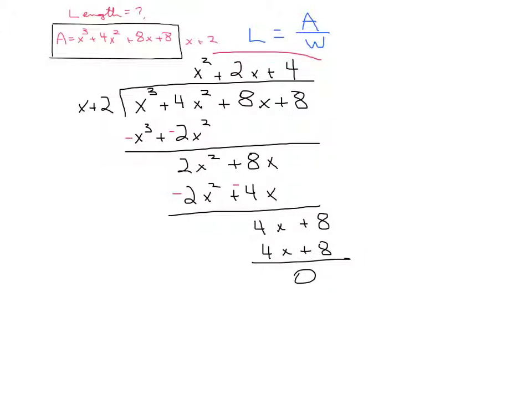So the answer is that the length equals x squared plus 2x plus 4. And how would you check your answer? You would use your multiplication, or length times width equals area. So then you multiply your length, which is x squared plus 2x plus 4, times your width, which is x plus 2, and you should end up with what you started with for area. And so that is it for 13.6 and 7 polynomial division.